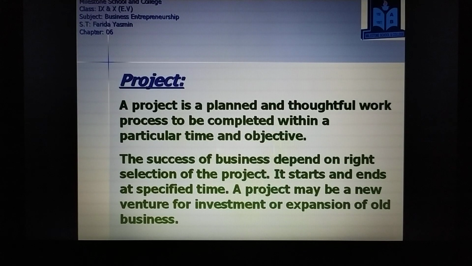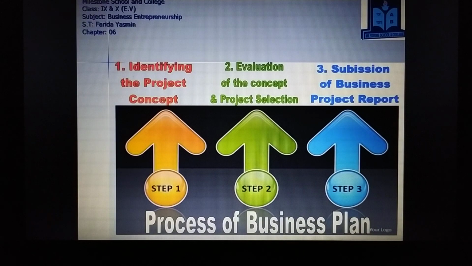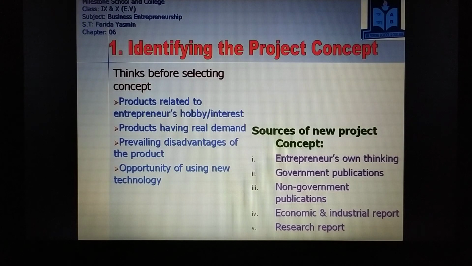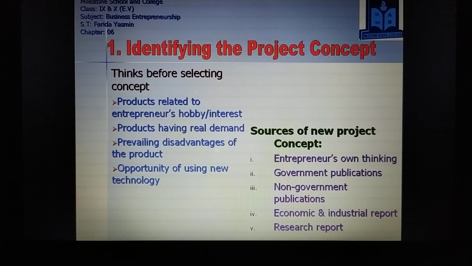Okay students, now the main topic of today's chapter, that is process of business plan. There are 3 steps of the process of business plan. First one is identifying the project concept. Number 2, evaluation of the concept and project selection. Number 3, submission of business project report. Let's learn this process step by step. First step is identifying the project concept.